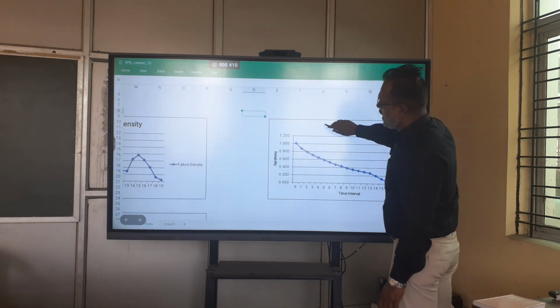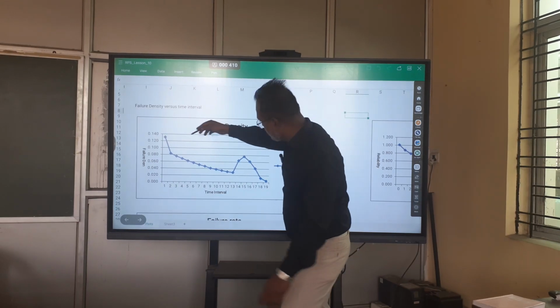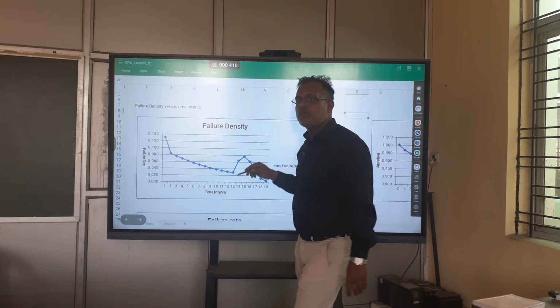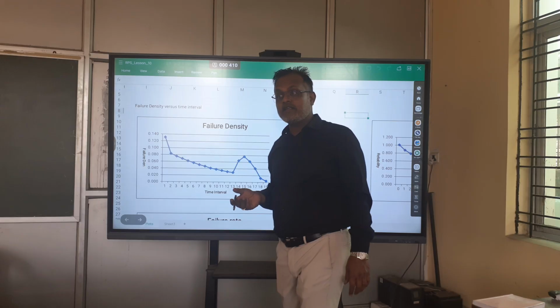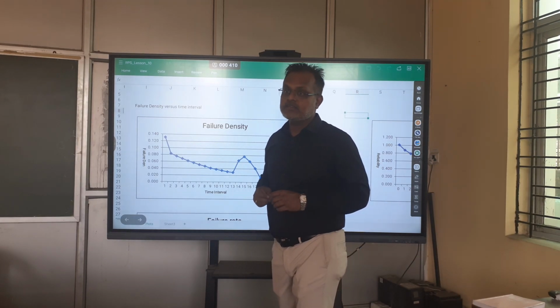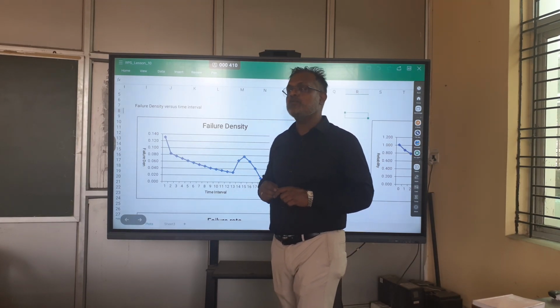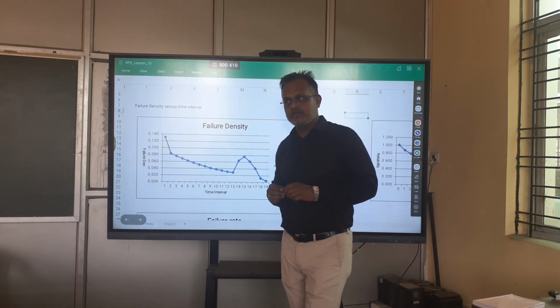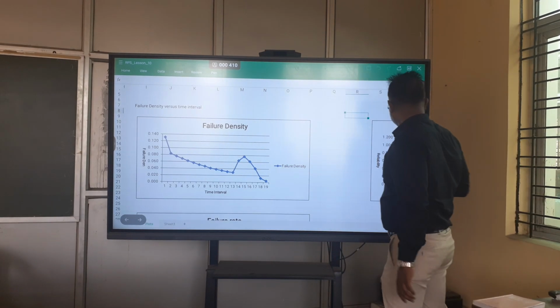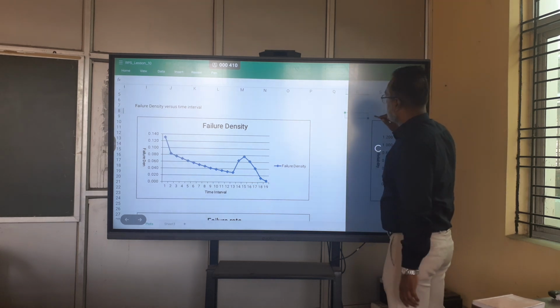Now this hazard rate or failure rate that you are seeing here, when you take more number of components, it resembles a curve known as the bathtub curve, which is a very important curve in reliability analysis. That we'll see in detail.